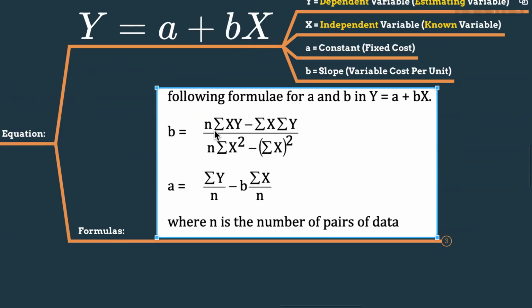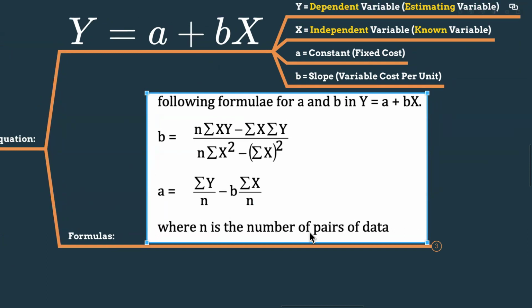So the B formula is n sigma xy take away sigma x sigma y, divided by n sigma x squared take away (sigma x) squared. So the A formula is here, B formula is here. Where n is the number of pairs of data. If we are using 5 pairs of data, that is 5.